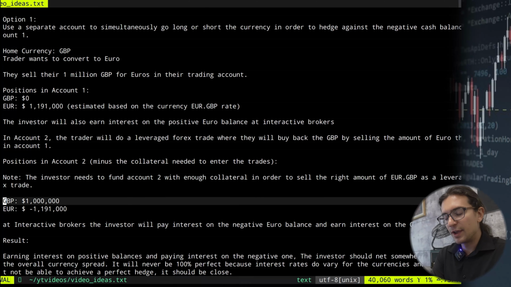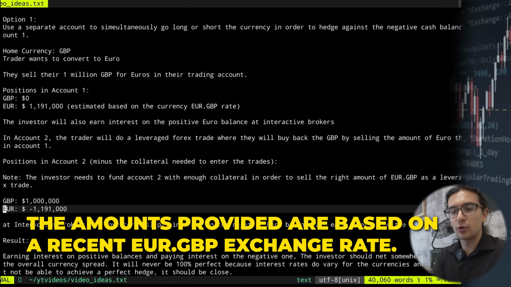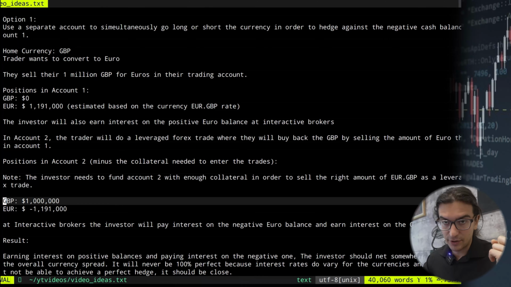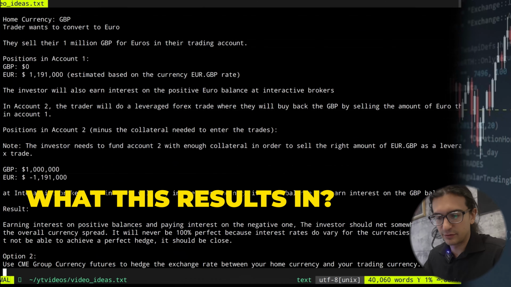So they go ahead and they sell 1,191,000 euro in order to buy about 1 million pounds. So the investor is selling the amount in euros that they have in account number one. They're selling that same amount in account number two to regain the 1 million pounds that they had in account one. And what happens with this is the result.